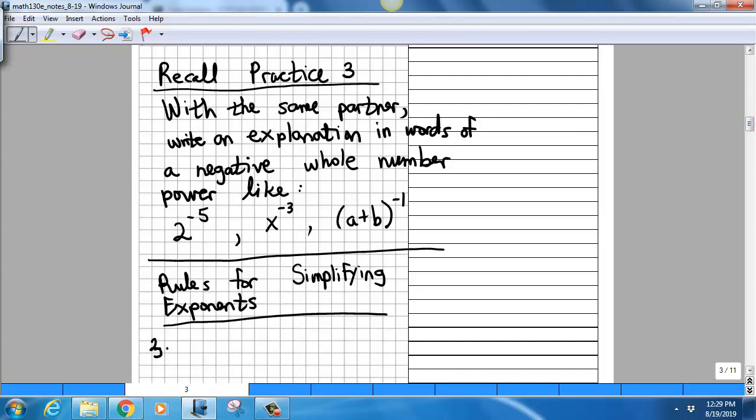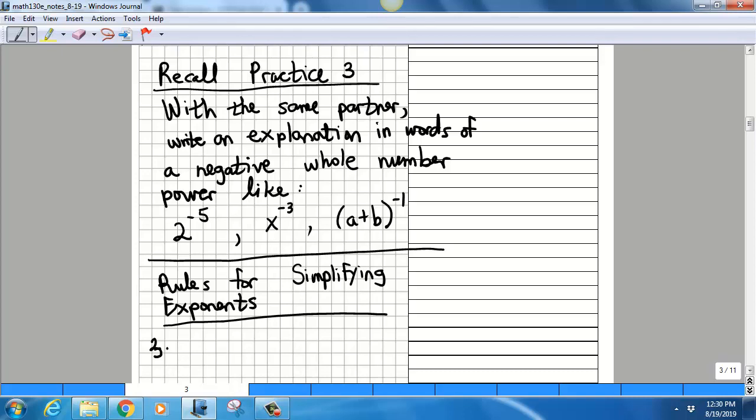What in the world does this mean? We talked about positive whole number powers, and we talked about 0, but what about negative whole number powers? What if you want to raise 2 to the minus 5 power instead of 2 to the 5th power, or x to the minus 3 power instead of x to the 3rd power? Or suppose you want to take a plus b and raise it to the minus 1 power? That's all permitted. What does that mean?